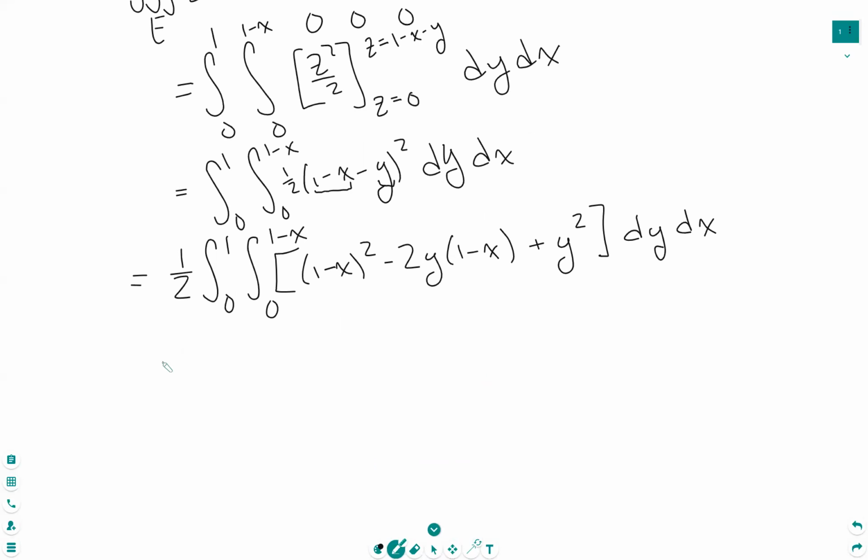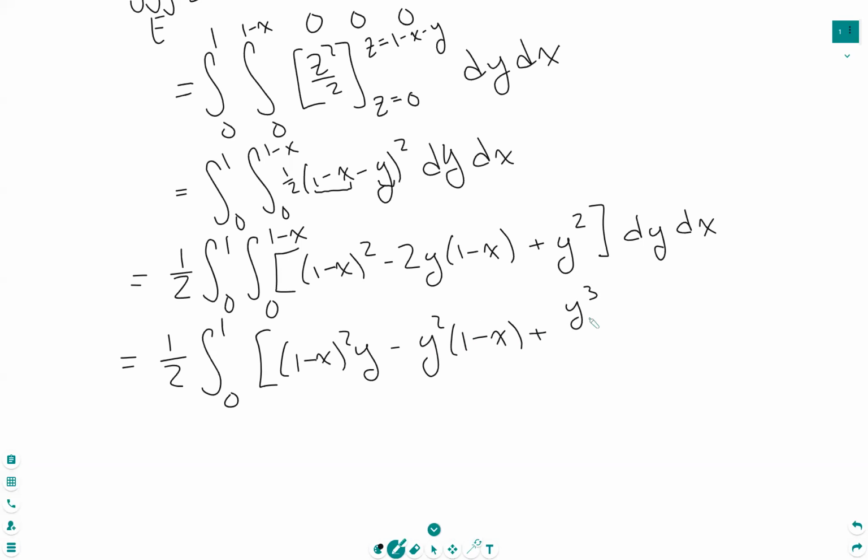Okay, so now we can do our y integration. So we have 1/2, the integral from 0 to 1. We perform a y integration, so we get 1 minus x squared times y minus y squared times 1 minus x plus y cubed over 3, y equals 0 to y equals 1 minus x. And then I have a dx.